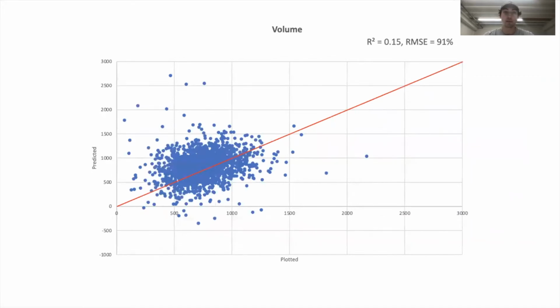This is the volume equation. This one was a bit weird. The model was actually predicting negative values, which obviously isn't possible in real life. This high RMSE and low R squared could be attributed to some extreme outliers. There was a large chunk of sample plots that had recorded a volume of 16,000 to 25,000 cubic meters per hectare, which obviously is just an error in the data processing.